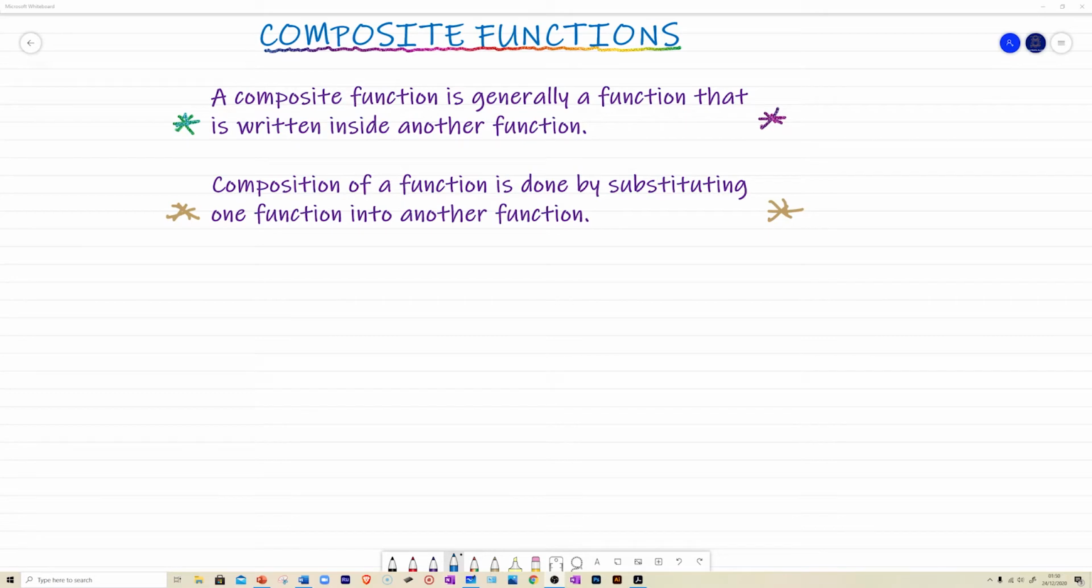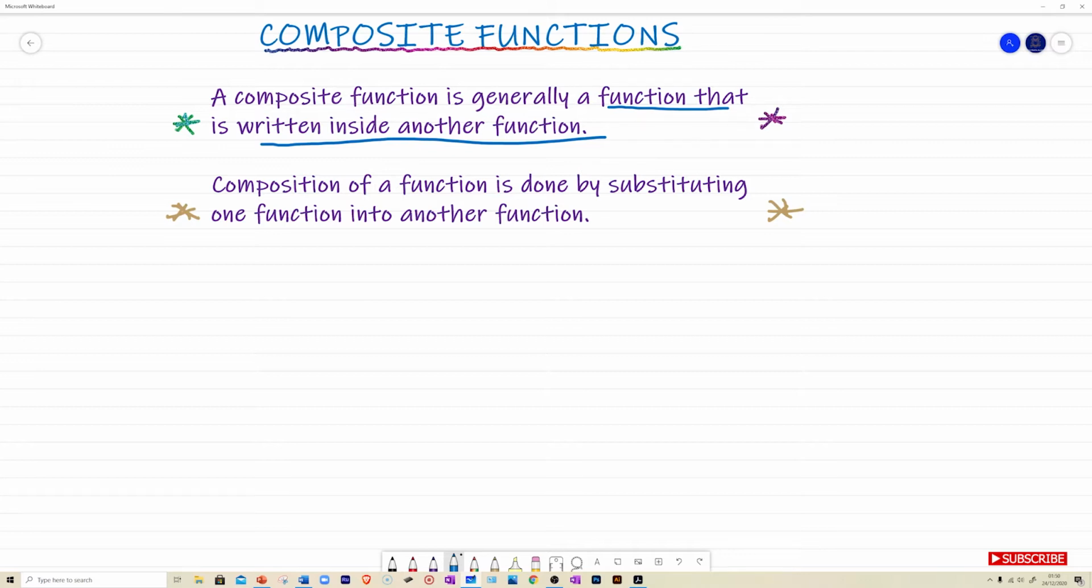Let's get started. So what is a composite function then? Well, simply it is a function that is written inside another function. And these could be two or more functions. In real life, it just means there are several tasks to be done before you get your final outcome.